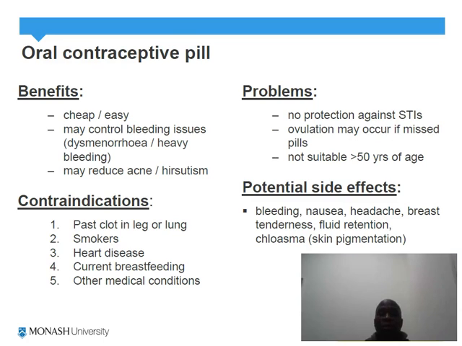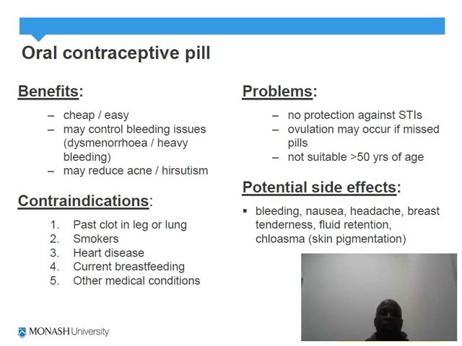What are the problems of OCP? There's no protection against STIs. Ovulation may occur if you miss a pill, which means that once a person starts taking those pills, it must be taken every day. If you miss a pill, there's a likelihood of ovulation and becoming pregnant. So you must be careful. And it's not suitable for women over the age of 50 years.